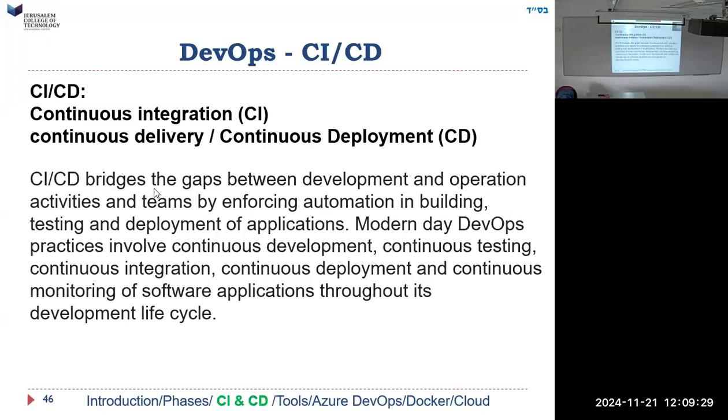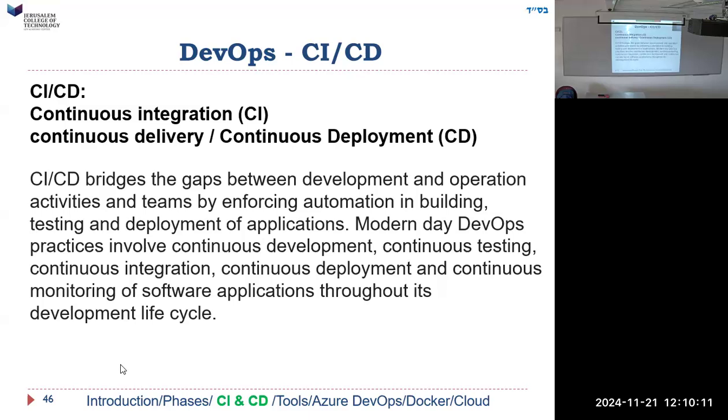Continuous integration bridges the gap between development and operation activities in teams by enforcing automation in building, testing, and deployment of applications. In other words, all these builds and tests and deployments are just by the click of a button. I do build, I do test, if it passes the test, I do deploy. And that's it. Modern day DevOps practices involve continuous testing, continuous integration, continuous deployment, and continuous monitoring of software applications through its development lifecycle.